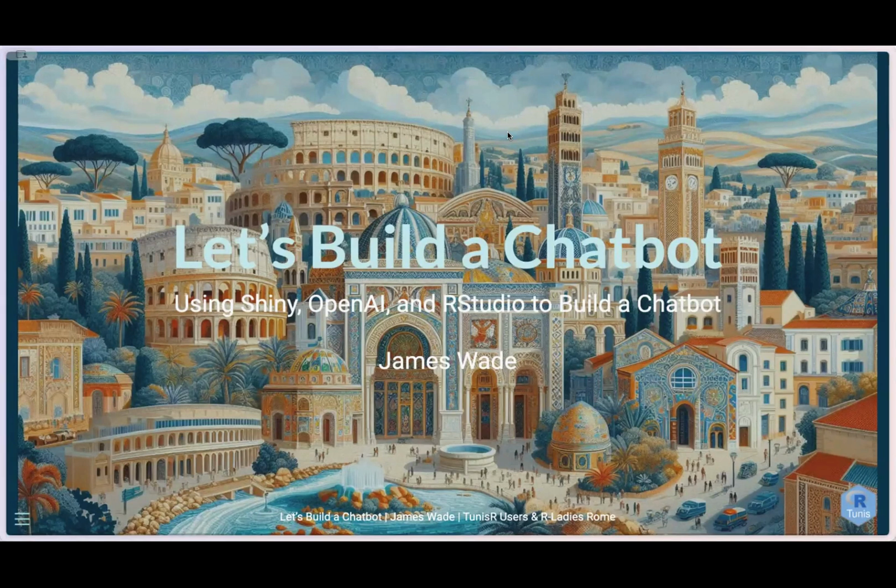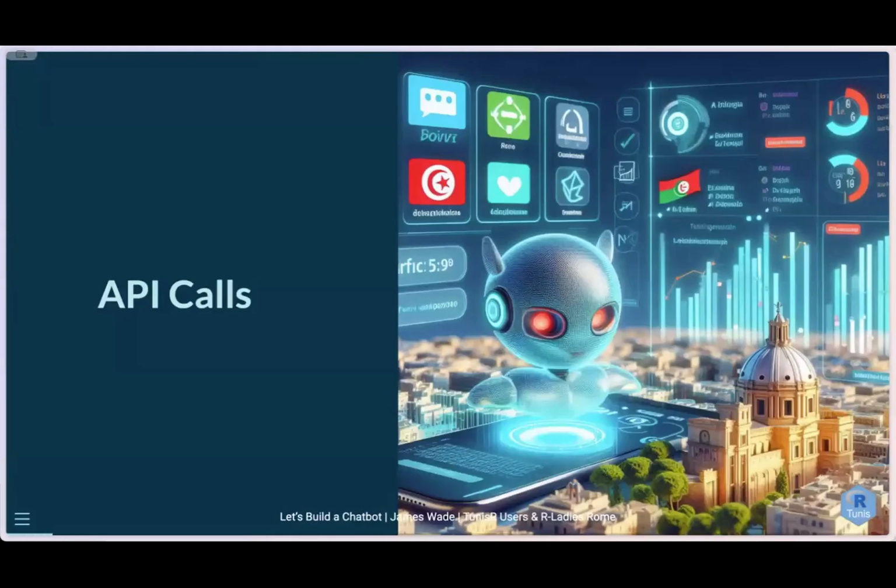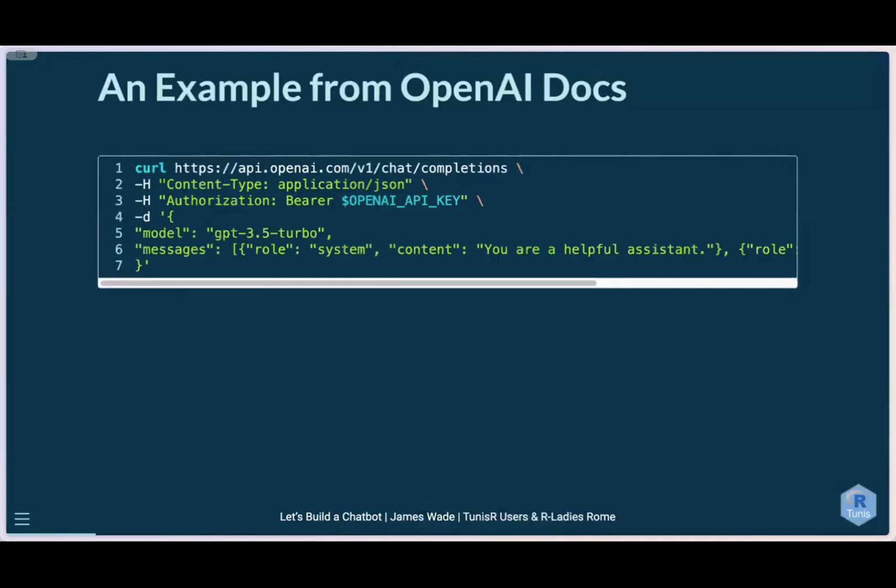Okay. So let's dive into actually building this chatbot. The critical part of this is making API calls. If you've never made API calls before, this actually is a really good way to learn how to use packages like httr, or httr2, the new version of the httr package. And I think it's a nice way to learn because it's really fun to make some of these calls once you actually get these things working.